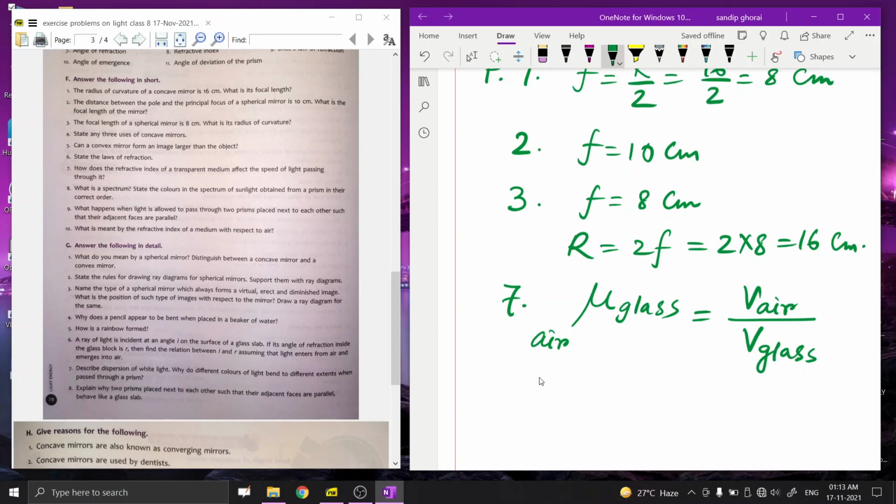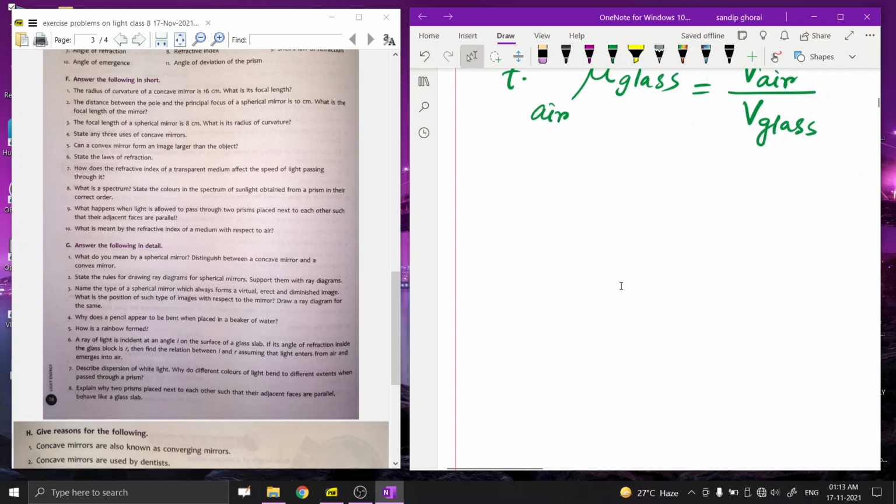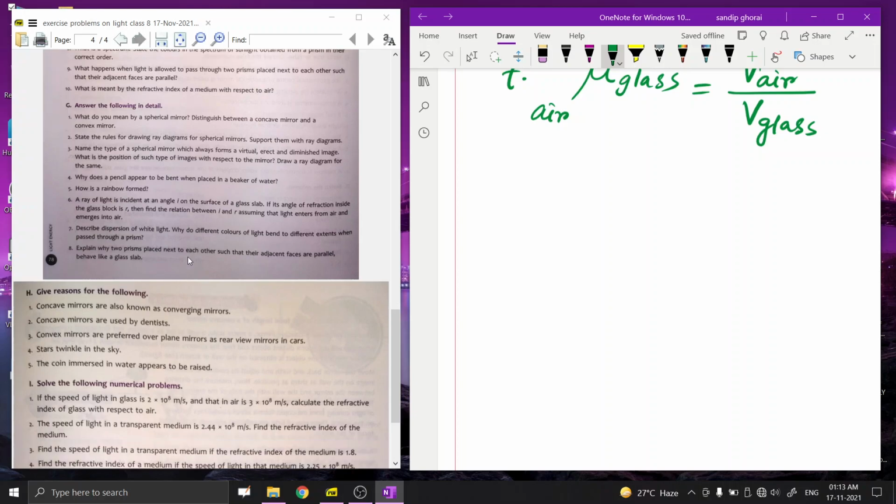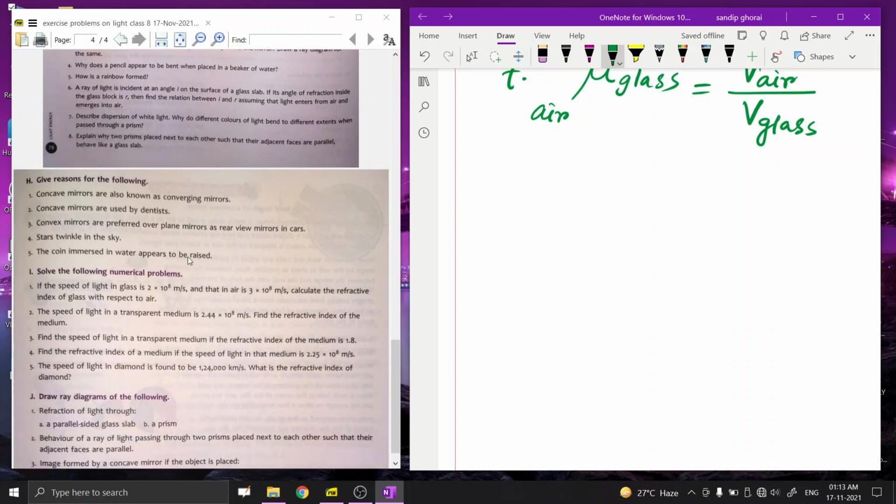What is meant by the refractive index of a medium with respect to air? You have to write down the definition of refractive index. Now we move to numerical problems, because the other questions, answer the following questions in detail and give reasons for the following, were already discussed in previous classes. If you have any doubt, then ask in the live class.